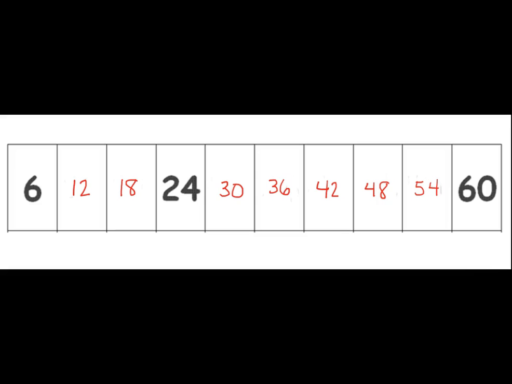You can see that there's a pattern in my ones column when I multiply by 6. I have 6, 2, 8, 4, 0. 6, 2, 8, 4, 0, and it will continue in that manner through all of my multiples of 6.